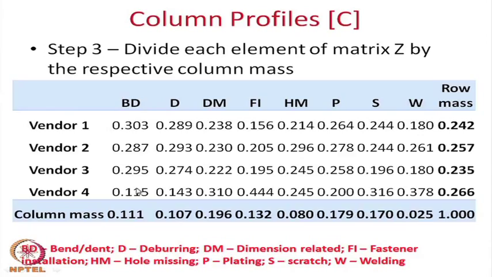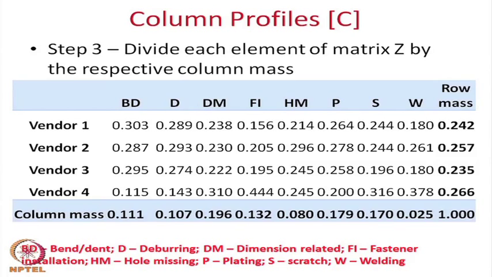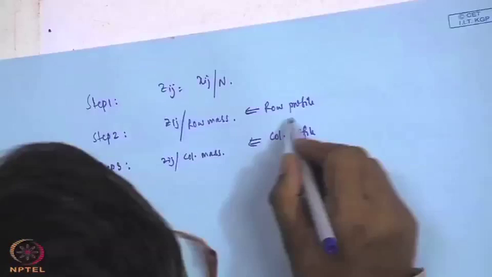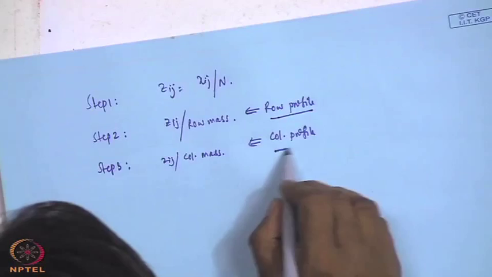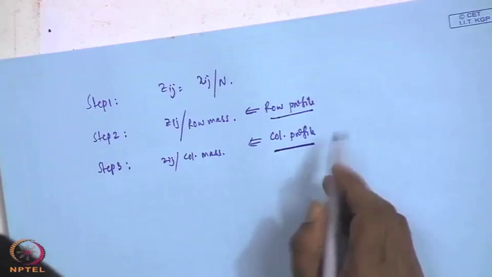So, what does it mean? When you are talking about column profile, we are talking about different categories of defects. In a 4 dimensional space, where the dimensions are created by the 4 vendors, where does each category of defect lie? Okay. So, the row profile will give you similarity and dissimilarity between the row variable categories. The column profile will give you the similarity and dissimilarity between the column variable categories.